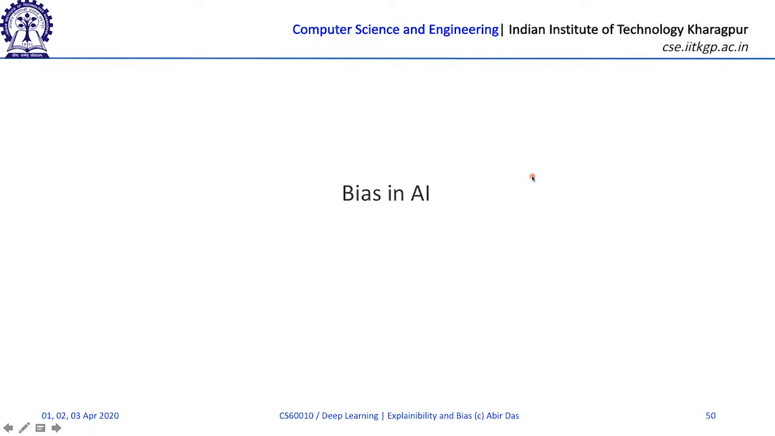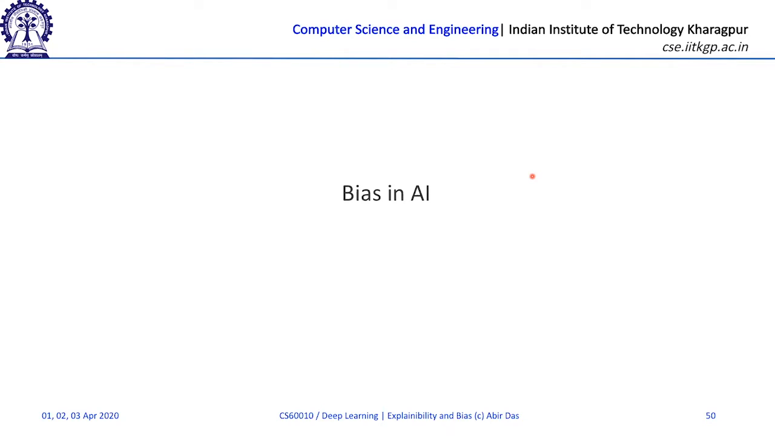So yeah, we will start with bias in AI. This will be a very short lecture today, and then we will conclude. We have discussed explainability, and we have touched a little on bias, how explainability can help in discovering the bias and then mitigate it. But we'll go into much more detail on it, at least as much as is possible in one lecture.